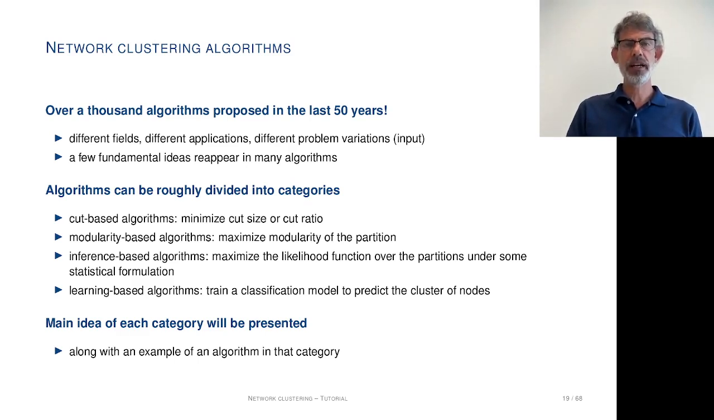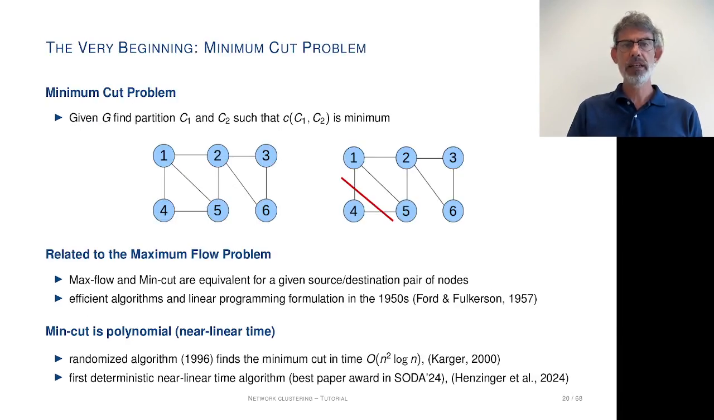The main idea of each of these categories will be presented in this part, along with a small example. So let's get started and look at the very beginning, which is the minimum cut problem. The minimum cut is to find the partition that minimizes the cut. In this example, we have a small network, and the minimum cut of this network is 2. You can achieve this clustering by, for example, isolating node 4.